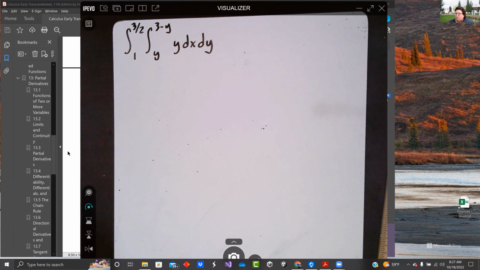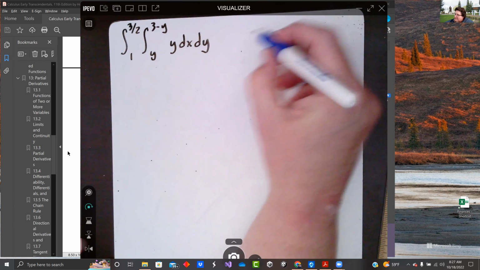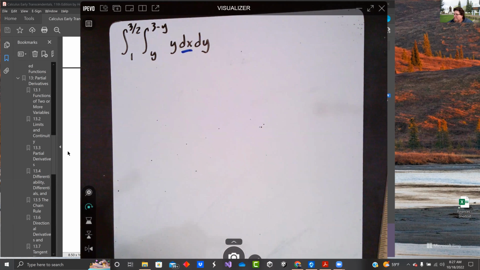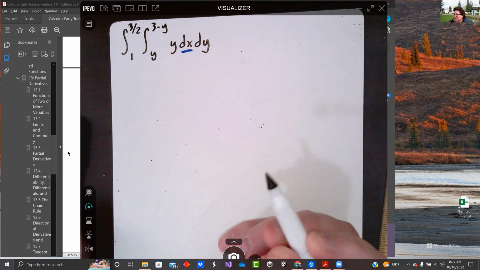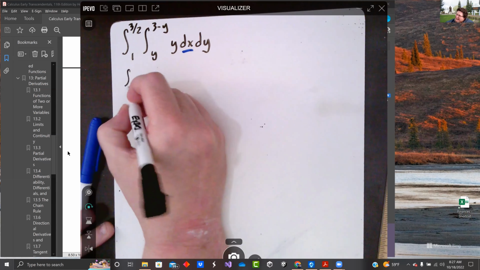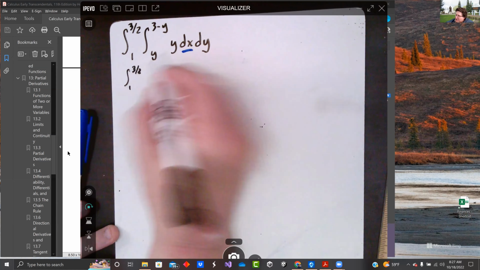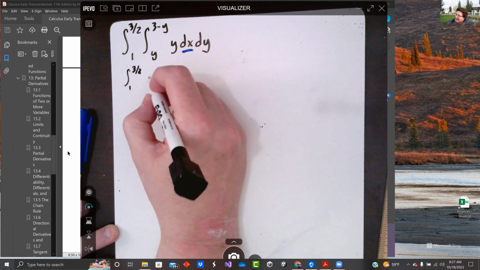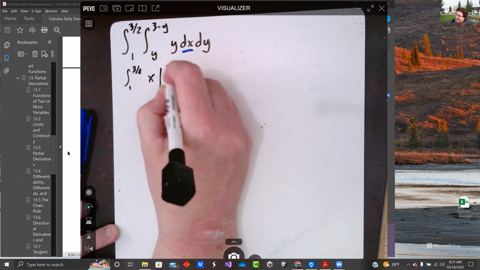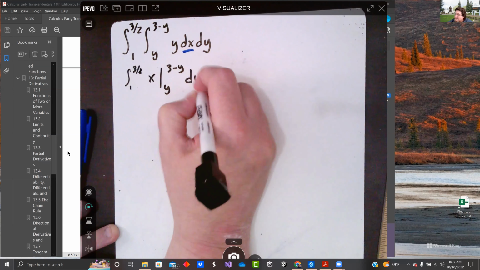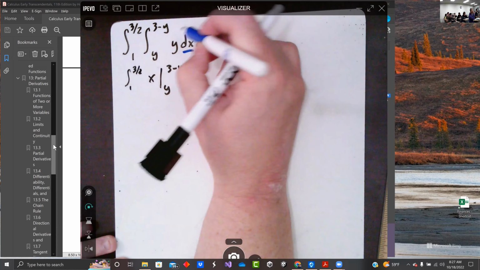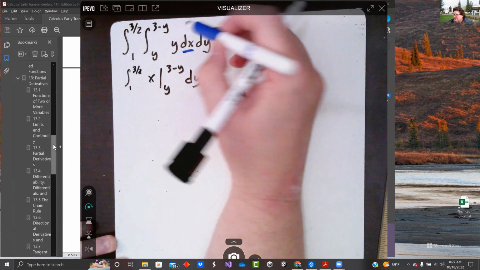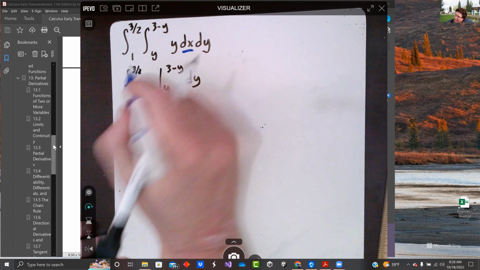So if you tried to integrate y here, you're wrong. dx is first. In terms of x, there is no x, so this just becomes x evaluated from y to 3 minus y, dy. Important to note: don't forget the y in xy. Oh yeah, there's a y in there. You're right.